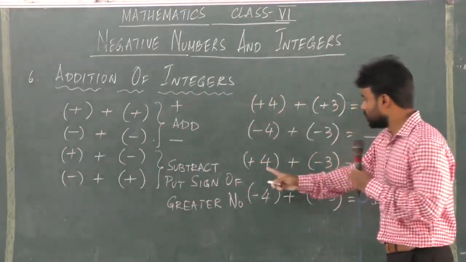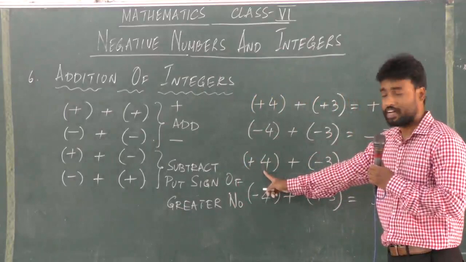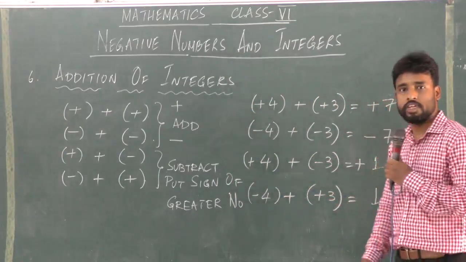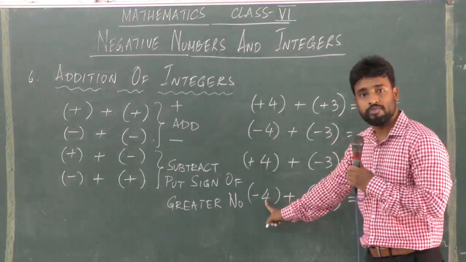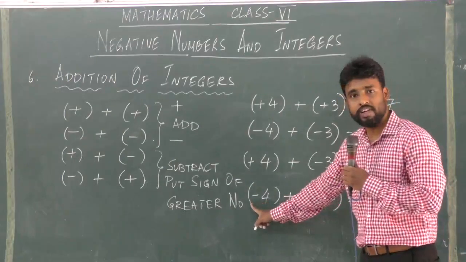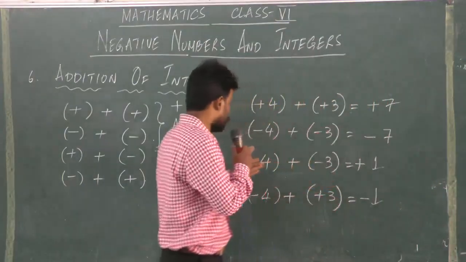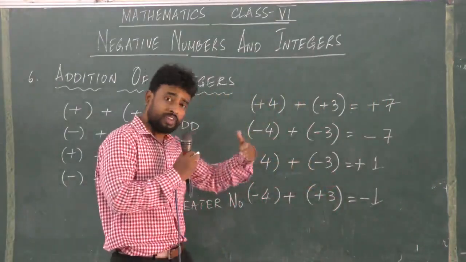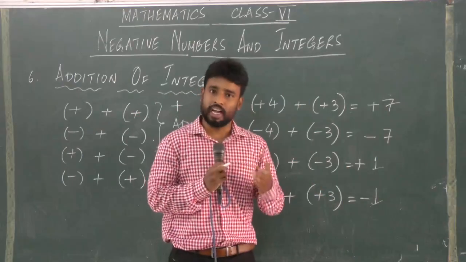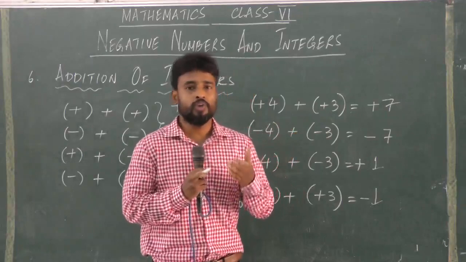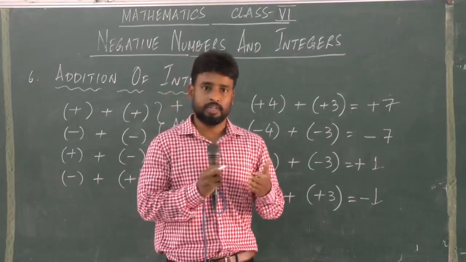So we'll check here: plus 4 is greater, it has a plus sign, so therefore the answer will be positive. Similarly, here 4 is greater, it has a minus sign with it, so the answer will be negative. So when you have two different signs, first of all we will subtract, and then we'll see which number is greater, and accordingly we'll put the sign of the greater number.